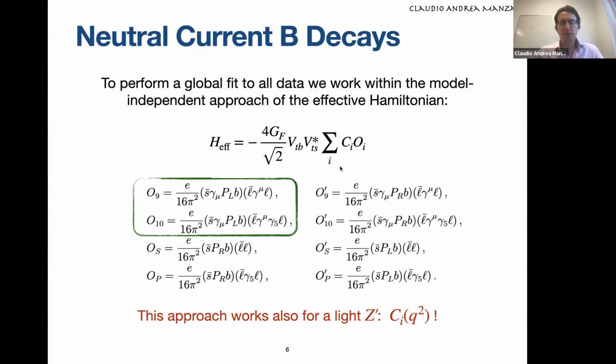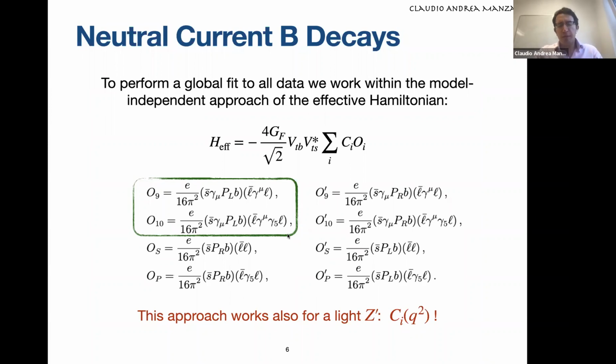mass of the B meson within these Wilson coefficients C_i, leaving only the long distance physics described by the operators O_i. And here you can see a full basis of operators with a b, an s quark, and a pair of leptons. Now, here I highlighted the two operators which are the most relevant for the explanation of this flavor data, and will be useful in the following.